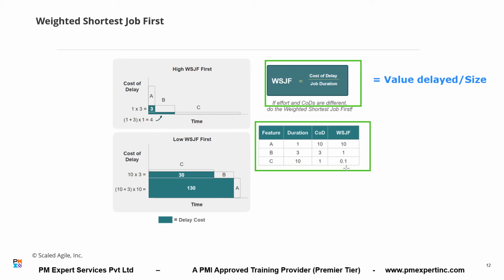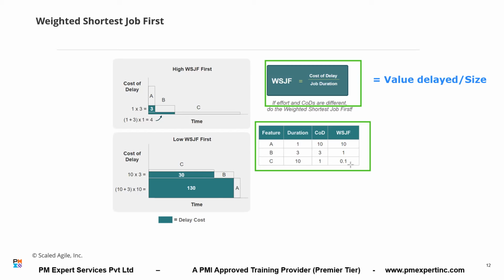Now, in this backlog, which feature should be addressed first? Should we do A, then B, then C? Because any feature with high value and low size will be better. Obviously, we'll do the high value feature first. And duration should also be less. It is equivalent to high value, low size and low cost. So the higher the value and the lower the size, the better it is.